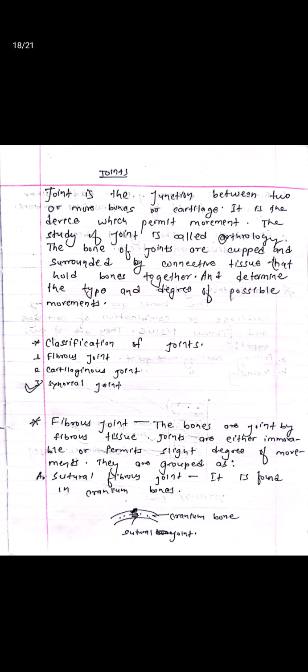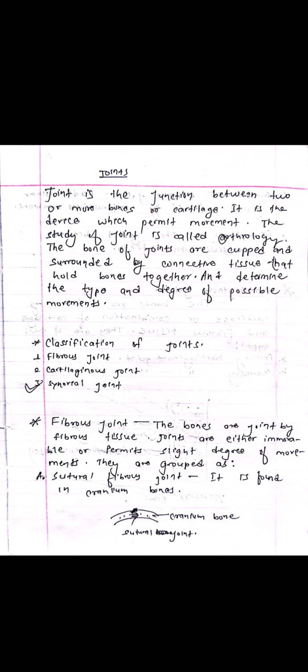Joint is the junction between two or more bones or cartilage. It is the device which permits movement. The study of joints is called arthrology. The bones of joints are curved and surrounded by connective tissue that holds bones together and determines the type and degree of possible movements. Classification of joints: fibrous joint, cartilaginous joint, synovial joint.